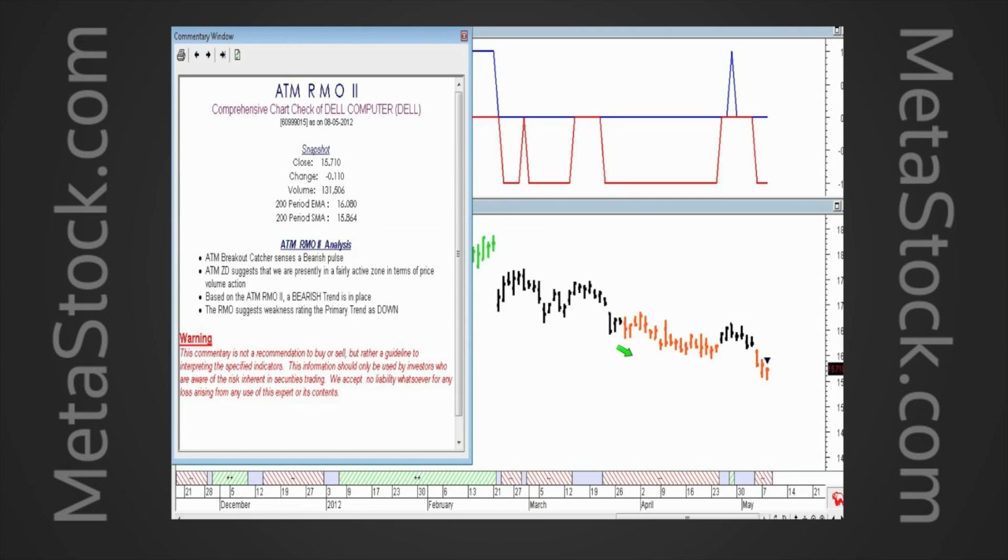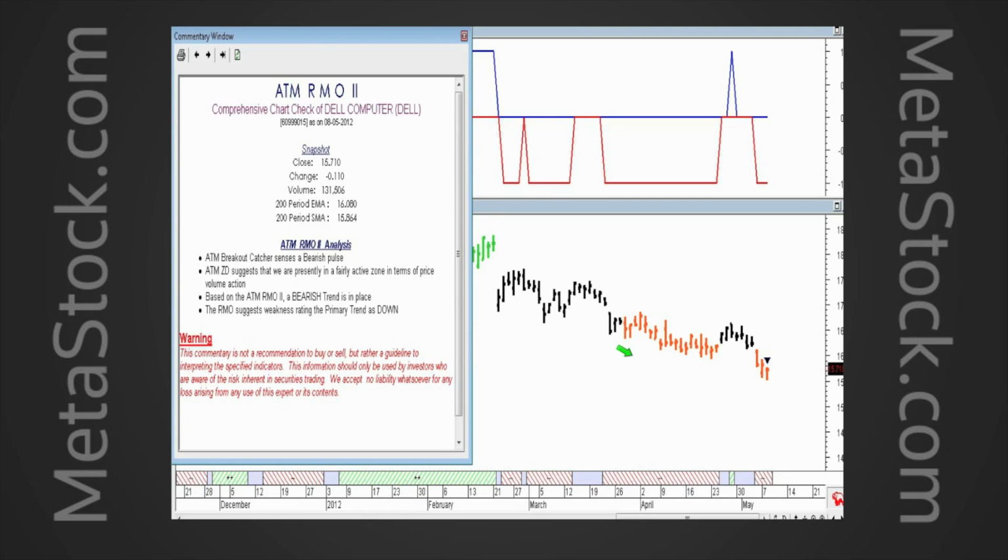Last but not least, we have an expert advisor for each of these setups that we've discussed. And this is an expert of the RMO 2, which does a comprehensive chart checkup, and it does it on the last bar that you have on your chart. So be it a 1 minute bar, be it a daily bar or a weekly bar.